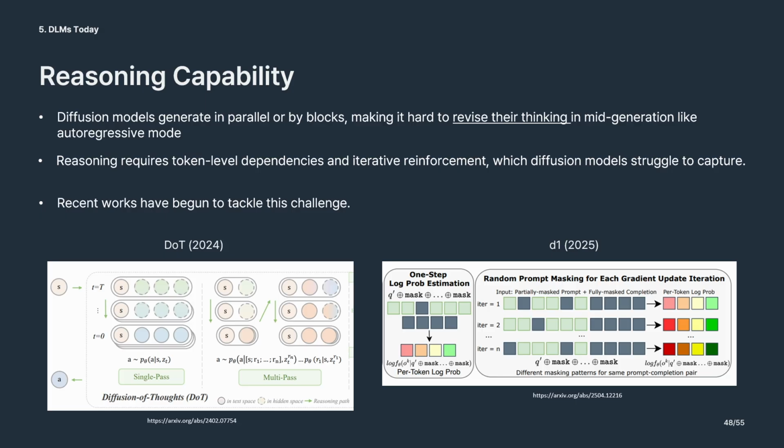However, recent works have begun addressing this gap. For example, diffusion of thought proposes a multi-pass generation process to better mimic step-by-step reasoning. Meanwhile, D1 introduces a gradient-based learning scheme using per-token log prob estimation under different masking strategies. These efforts represent early but promising steps toward enabling complex reasoning in diffusion LLMs.